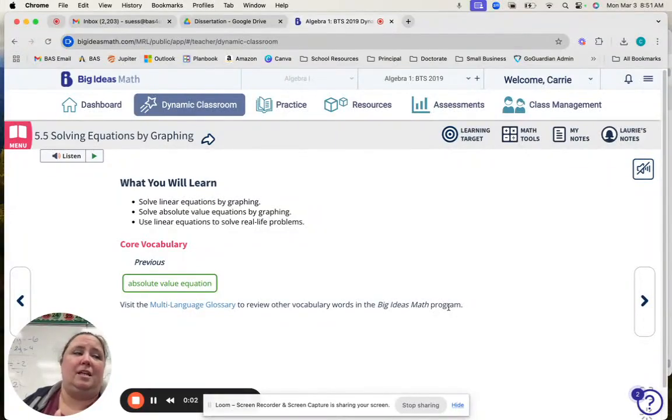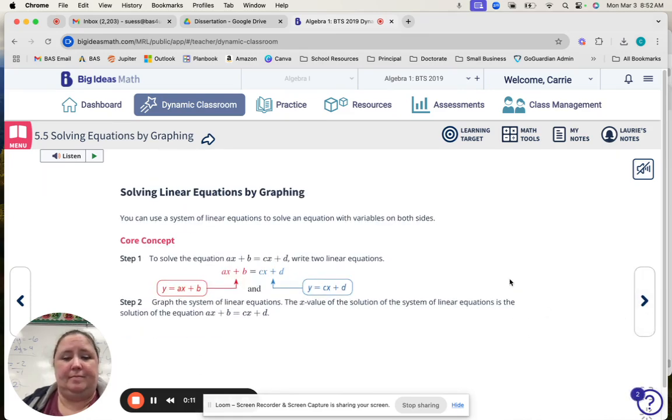If it's a line on top of a line, it's how many solutions? Infinite. And if it's two parallel lines? No solution. Very good.